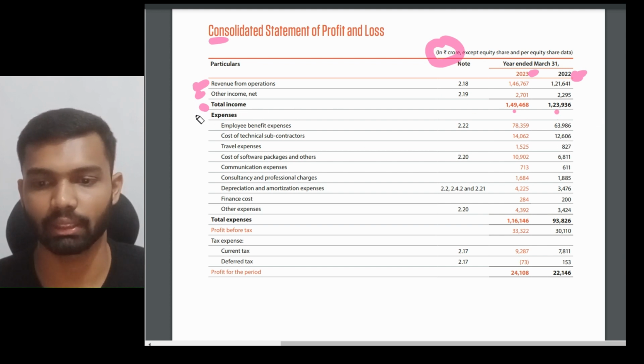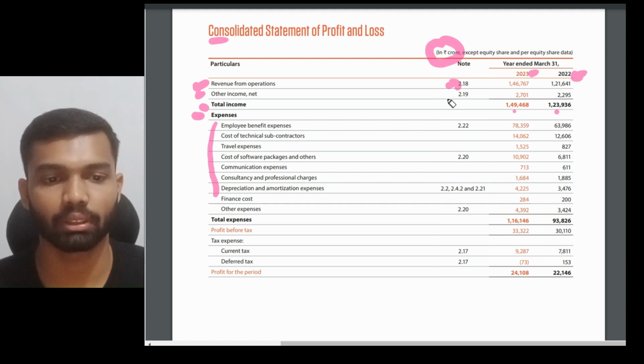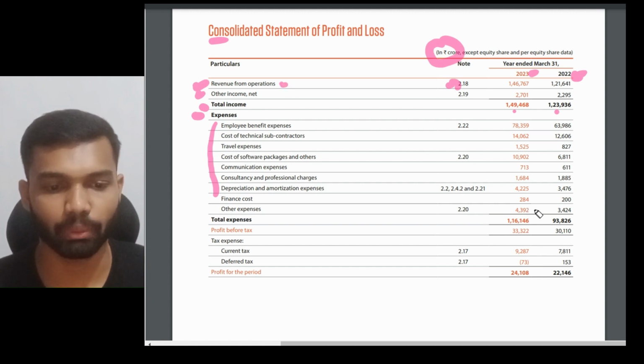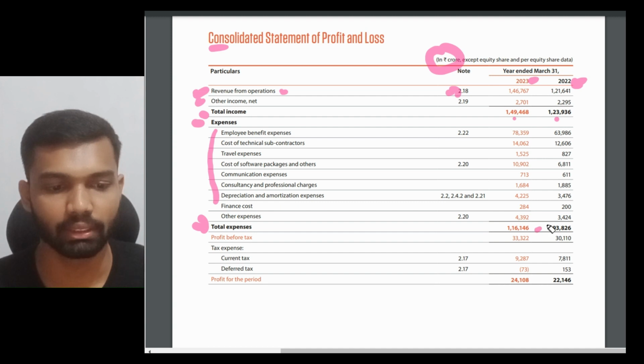And here we can see the expenses, that is the employee benefit expense, the cost of technical subcontractors, the travel expense, and the cost of software packages. These are all the expenses of the company. If you go to the notes section, the company will elaborately explain what it has actually done for the employee benefit expenses and what its revenue from operations is. The company explains in depth what each statement means. Our total expense comes to around 1,16,146. The expenses also increased from the previous year, but that's okay.